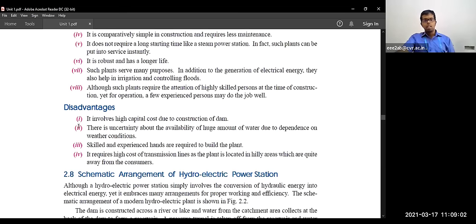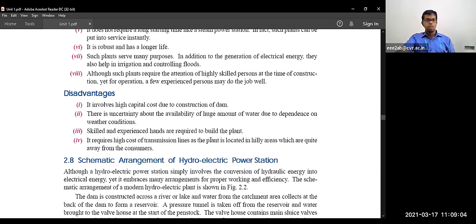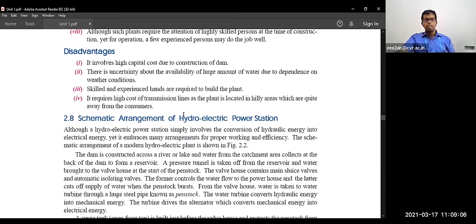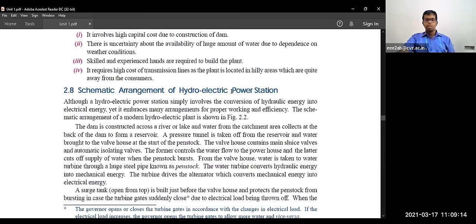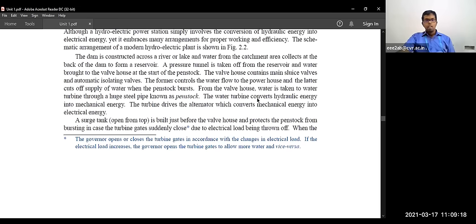Next, disadvantages. We already saw that. These are the main disadvantages in this case, but even though, the advantages are more. So next, the schematic arrangement of this hydroelectric power station.